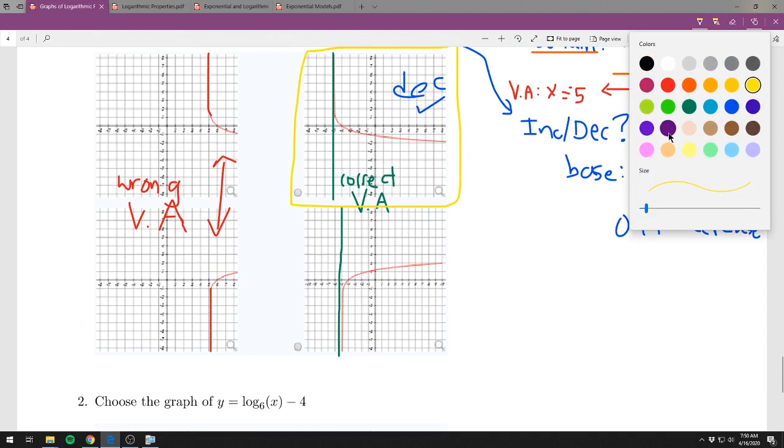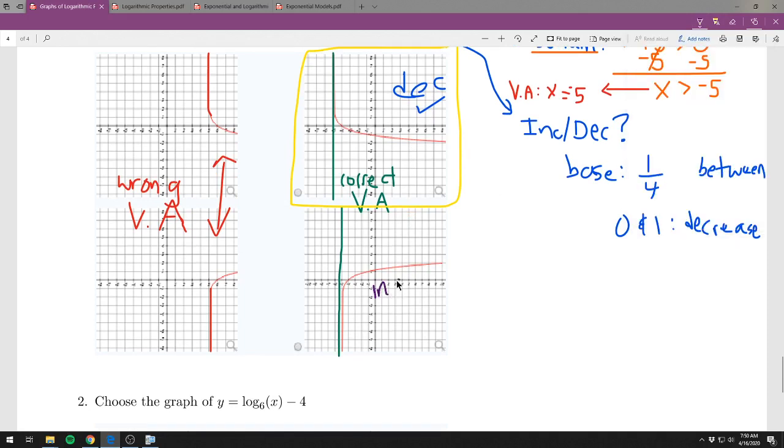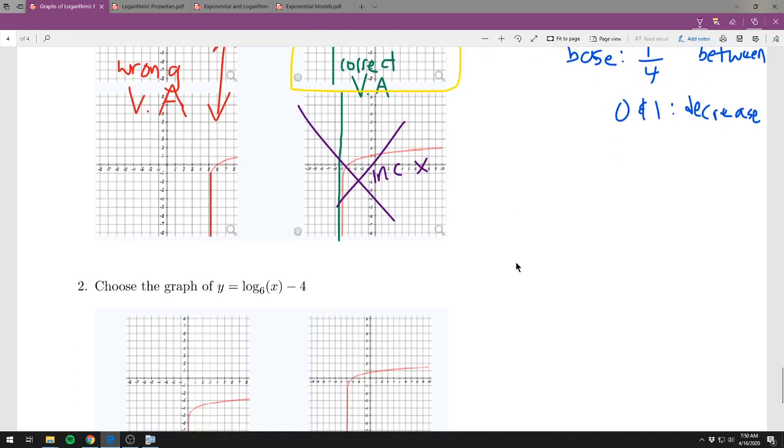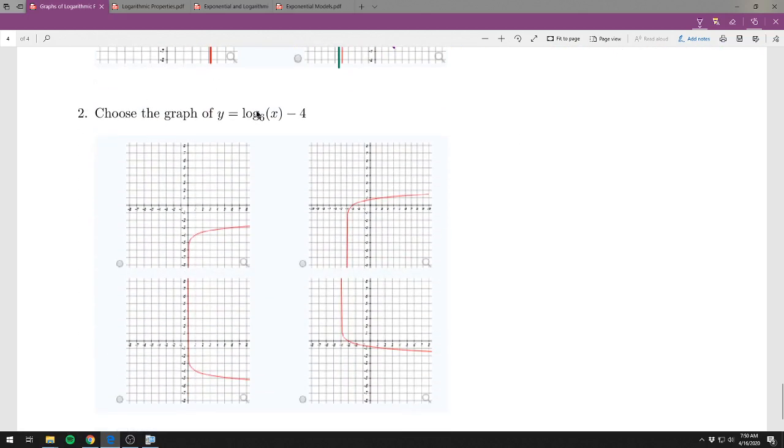The bottom one is not decreasing. But if you look at those two things, you're good to go. The next one, the reason I want to do one more is just to be careful when you're choosing these graphs. You don't need to look at anything else. There's not a trick. It's just being careful.